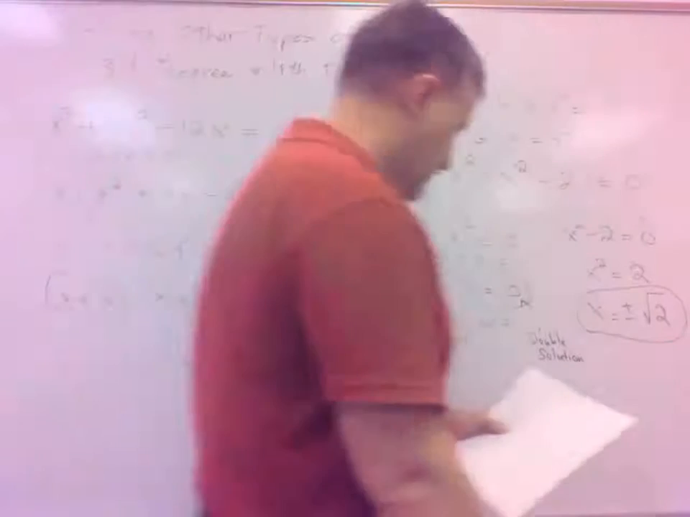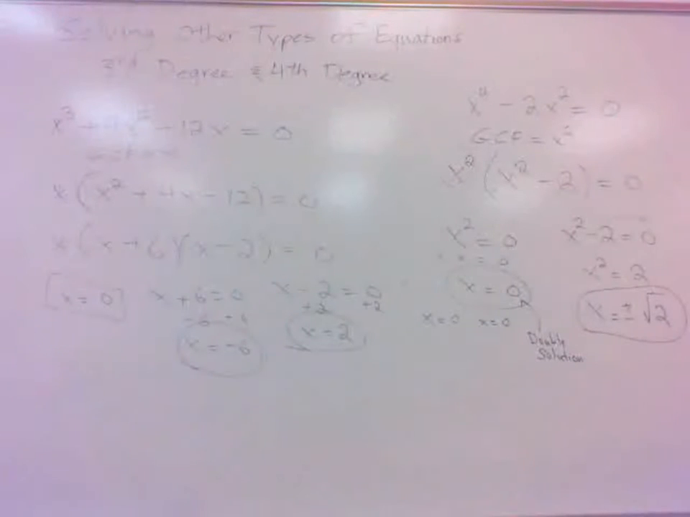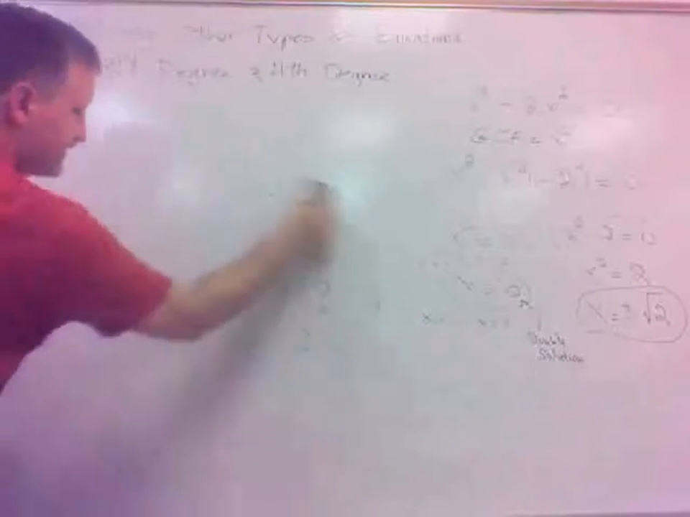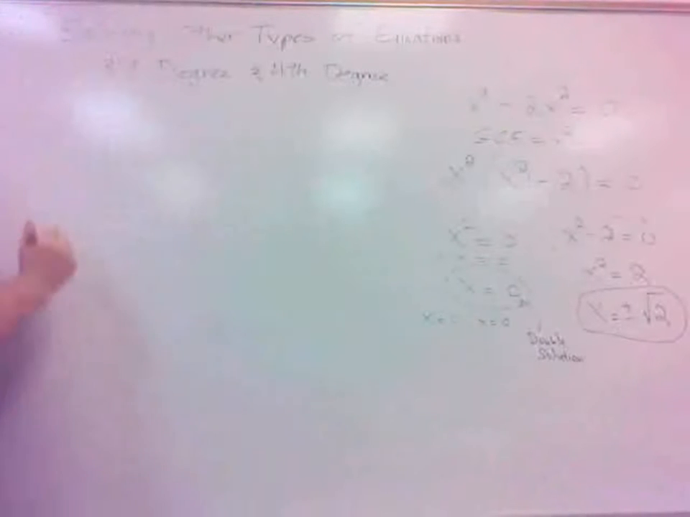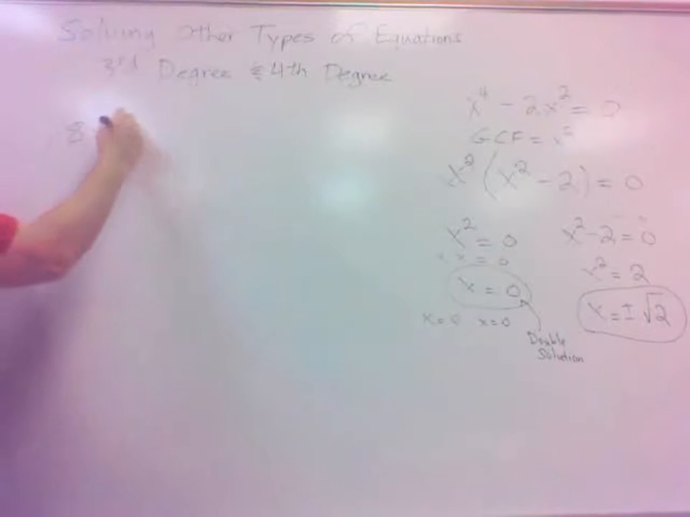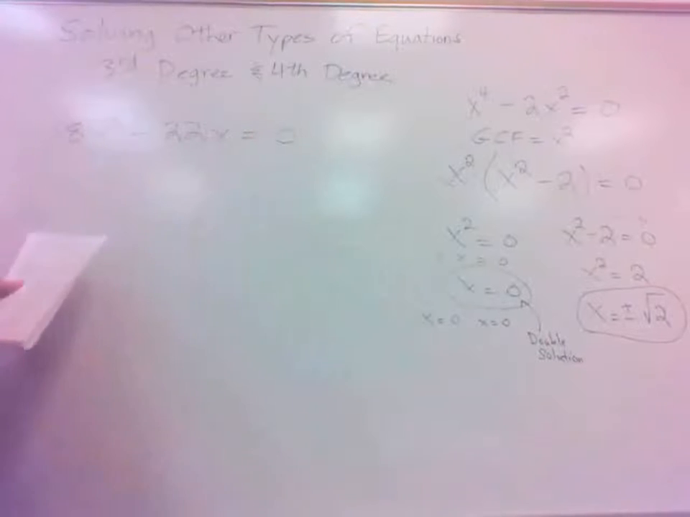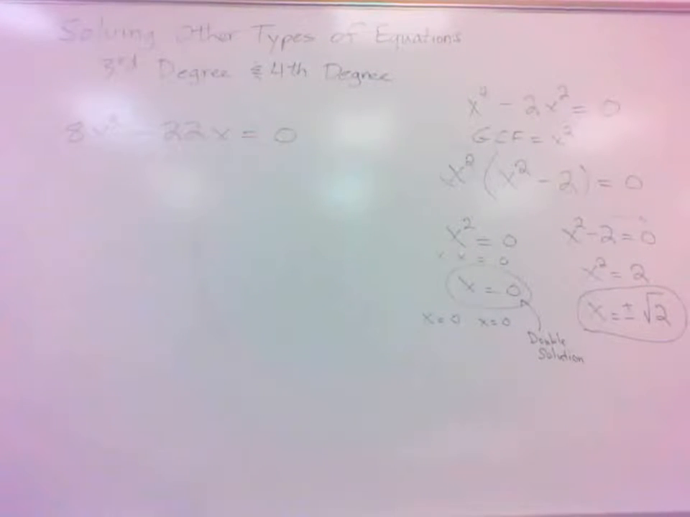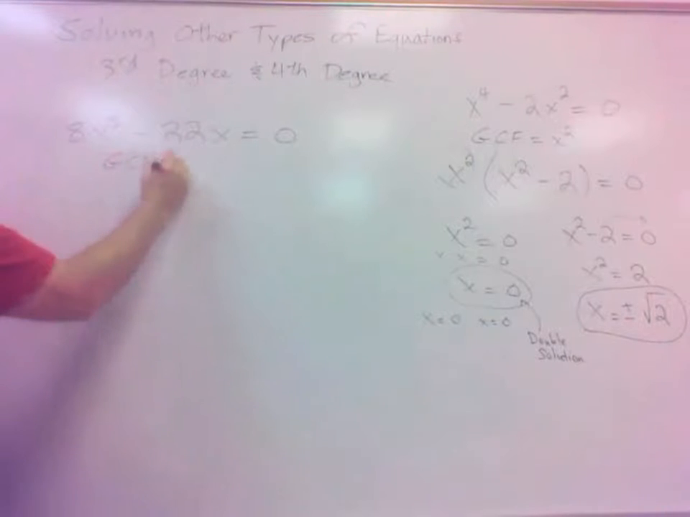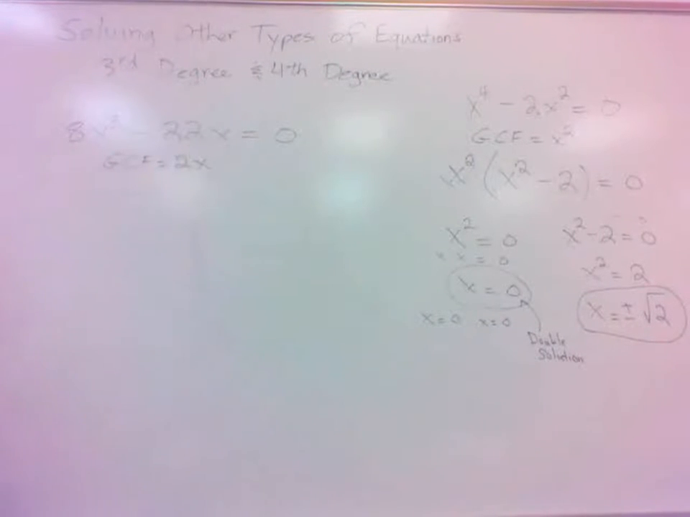Now, here's number 3. 8x to the 3rd minus 22x equals 0. Another type we might come along the way. Same thing, got a GCF, don't we? 2x, that's what I'm seeing. Is that what you're seeing? 2x, GCF, pull that out.